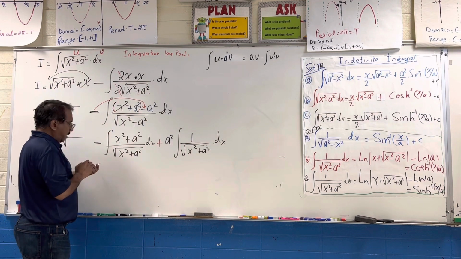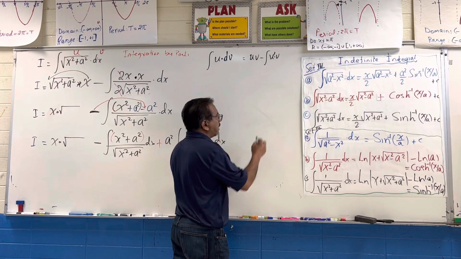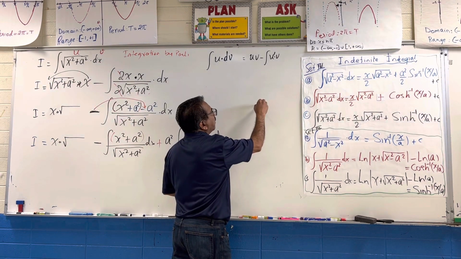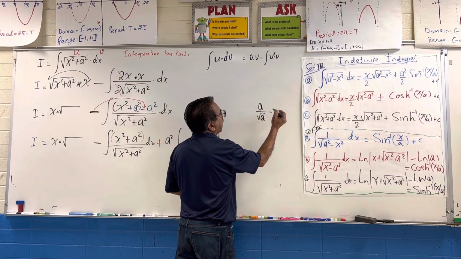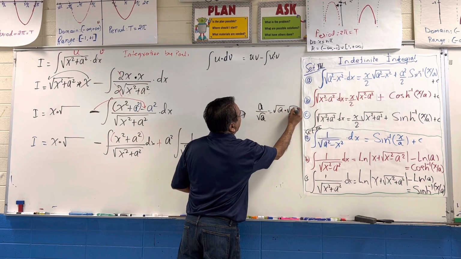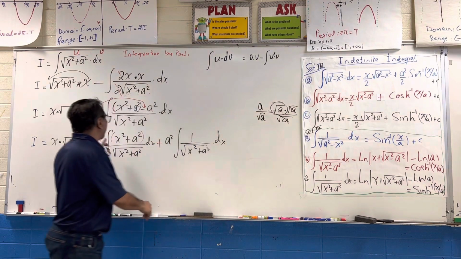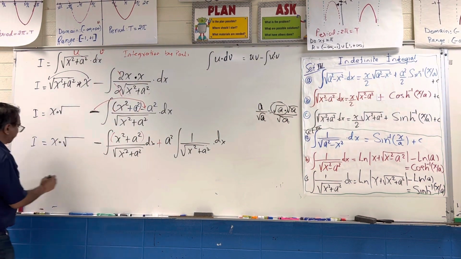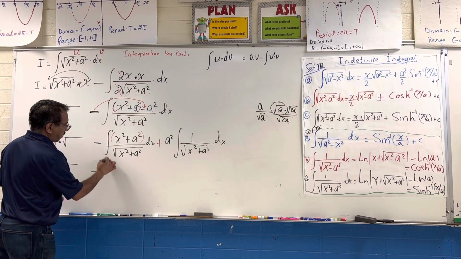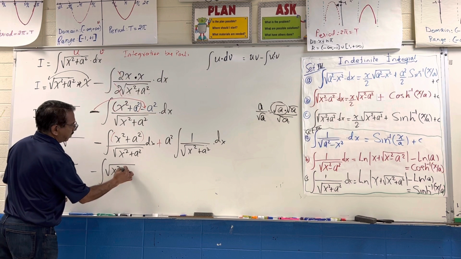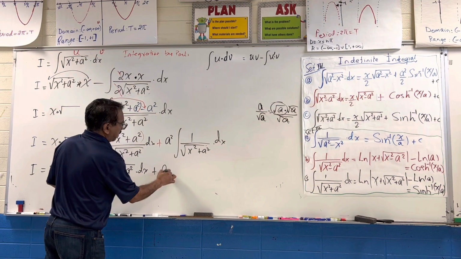What about this part? Look at this. One more fundamental that we need to know is that a over root a is the same as square root of a times square root of a over square root of a, which reduces to just the square root of a. So this part is the same thing as the radical. So this is the same thing minus the integral of square root of x squared plus a squared dx, and this is a squared.